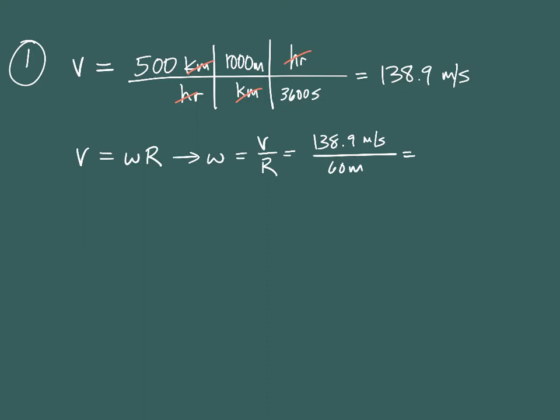And if you do this, well, here's the thing, the meters are going to drop out of this situation, and you're going to be left with something per second. And that something per second that you're left with is 4.63 radians per second. That's how we talk about angles in that regard.